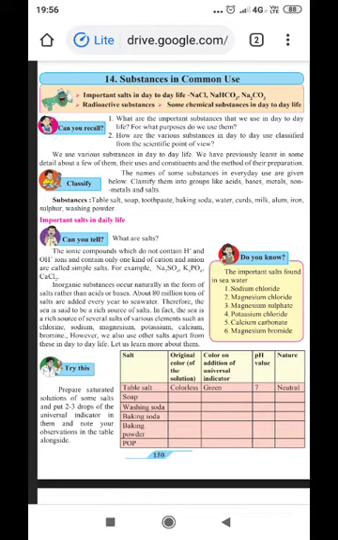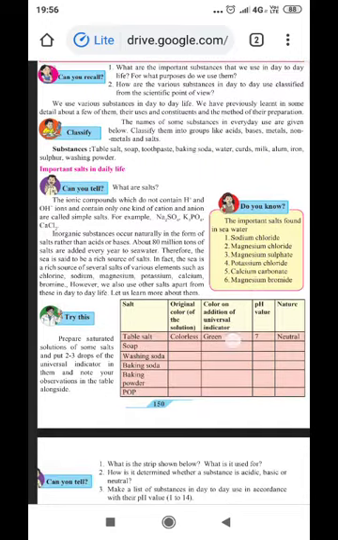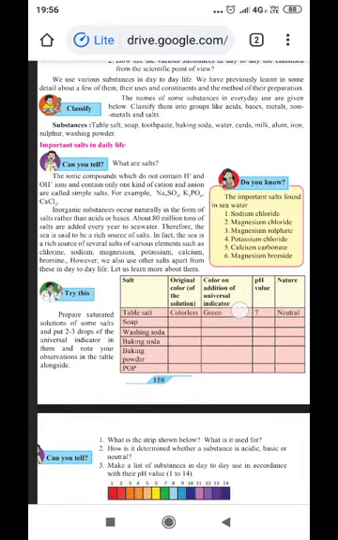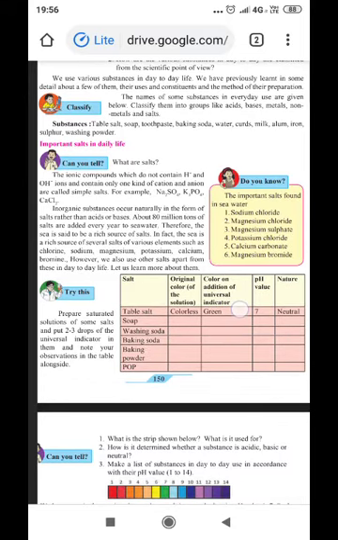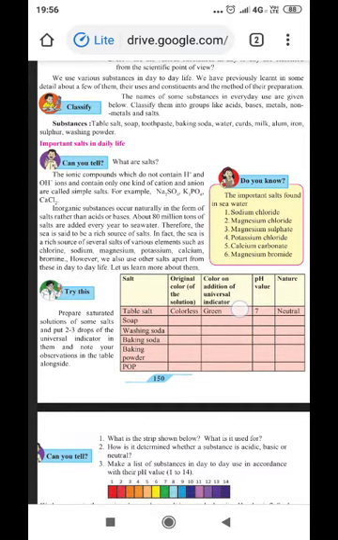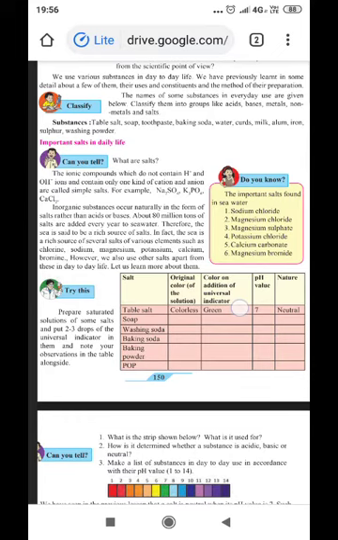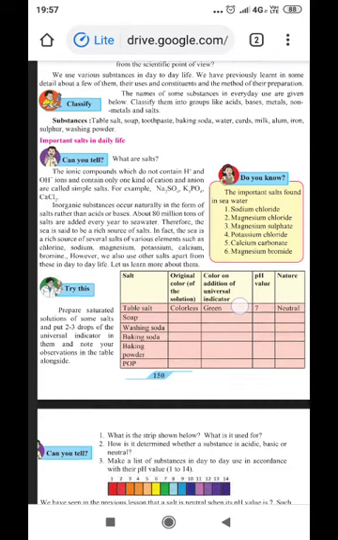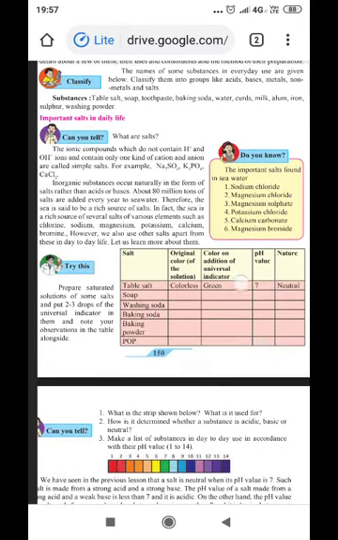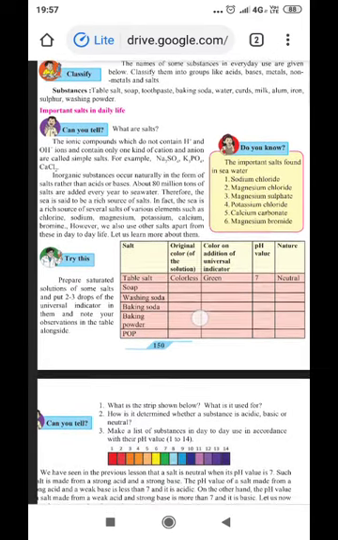Today we'll start with the topic substances in common use and their importance in our day to day life. So, here we use various substances in our day to day life. We have previously learned in some detail about a few of them, their uses, constituents and method of preparation. So, now, important salts in our daily life.